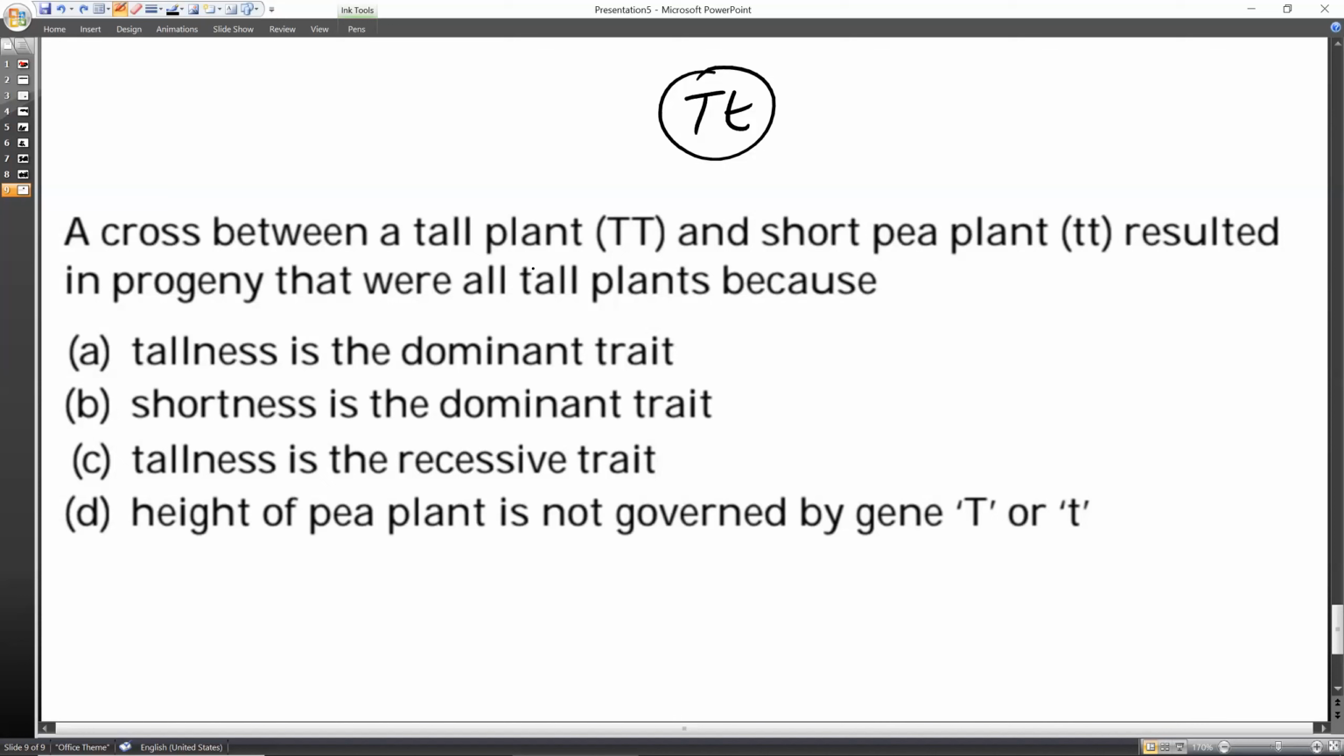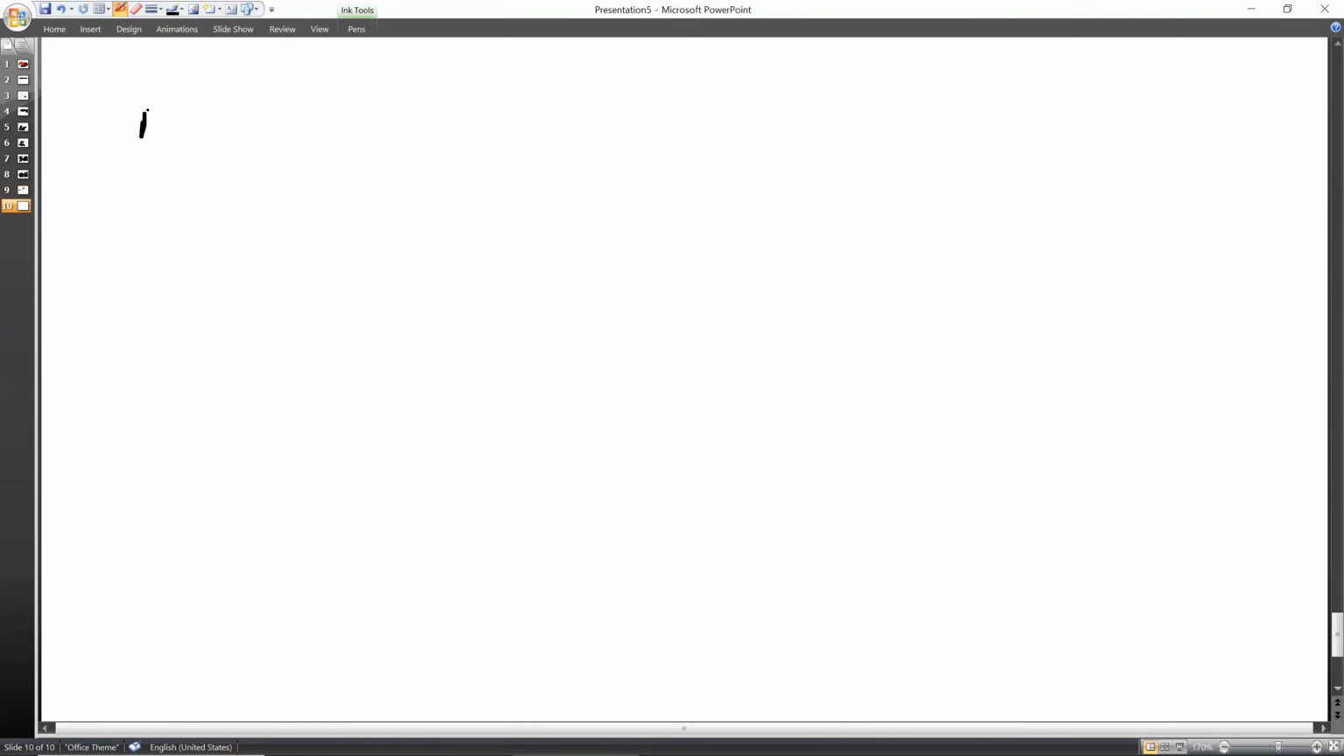Which is the correct answer? A. Tallness is dominant trait. Shortness is dominant trait. Tallness is recessive trait. Yes, tallness is the dominant trait. That's why in the monohybrid cross in the F1 generation we have all tall plants. Got it? Everybody understood? Yes, sir. If a question comes in the examination asking what the conclusions of the monohybrid cross are, then the conclusions of the monohybrid cross are as follows.